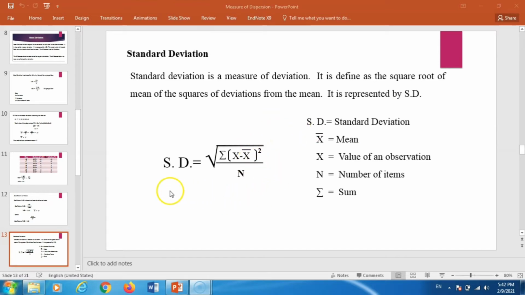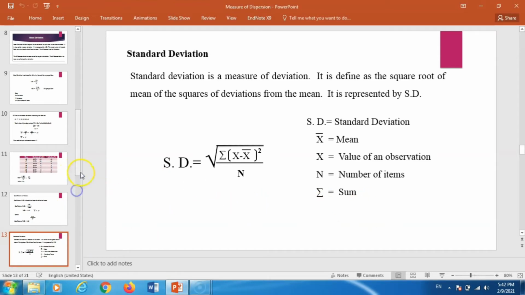Here is the formula of standard deviation. SD is equal to the square root of summation of (x minus x bar) squared divided by n. Here, SD means standard deviation, x bar means mean, x is equal to the value of an observation, n is equal to the number of items, and this sign denotes the sum.